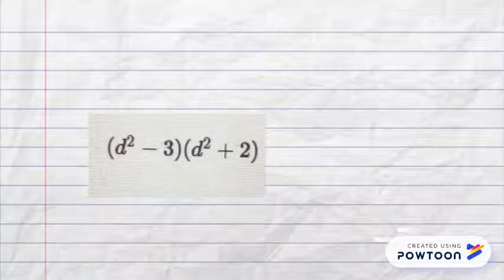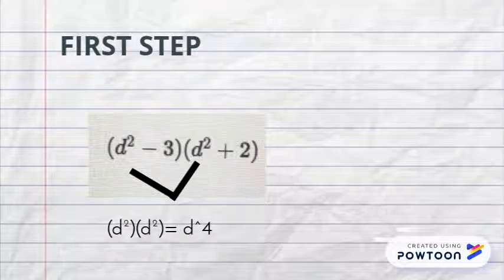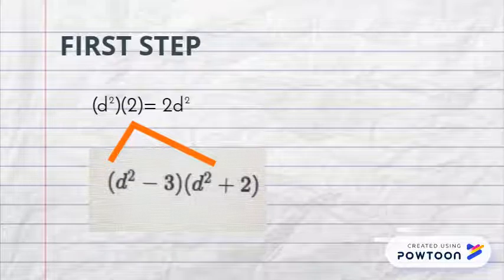To start solving this problem, we will have to multiply the first term in the first parentheses times both of the terms in the second parentheses. To do this, we will do d squared times d squared gives us an answer of d to the fourth power. Second, we will do d squared times 2, which gives us an answer of 2d squared.